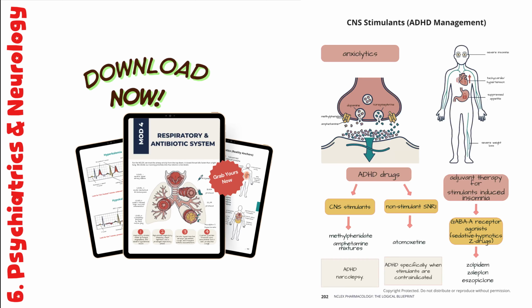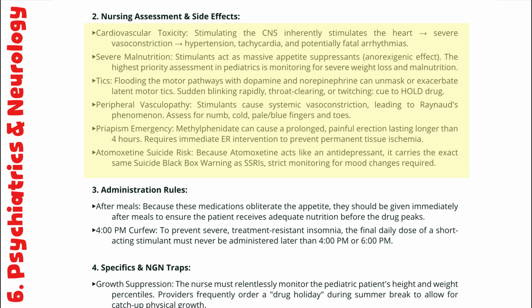ADHD means an underpowered dopamine norepinephrine filter. Stimulants flood that system back to capacity, restoring focus. Watch for cardiovascular toxicity: vasoconstriction, tachycardia, arrhythmia risk. Severe appetite suppression is a top pediatric priority. Weight and growth need close monitoring.